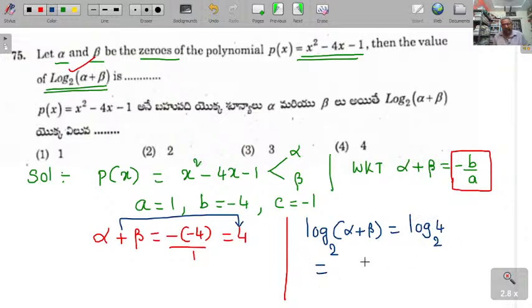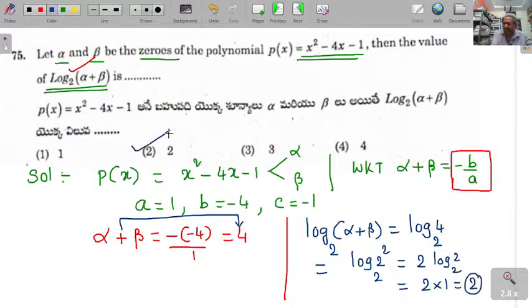That's our answer. Log 4 means we can write log 2 square to the base 2. Using the power rule, we can write 2 times log 2 base 2. See, log 2 base 2 is 1. So 2 times 1, so the answer is 2. So which is the right option? Yes, the second option is the right option.